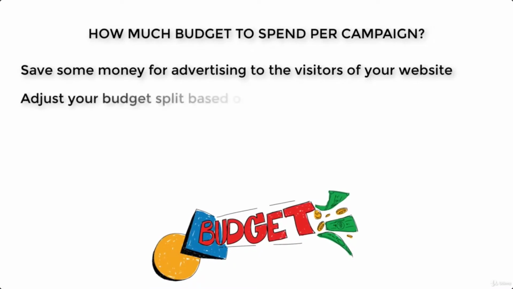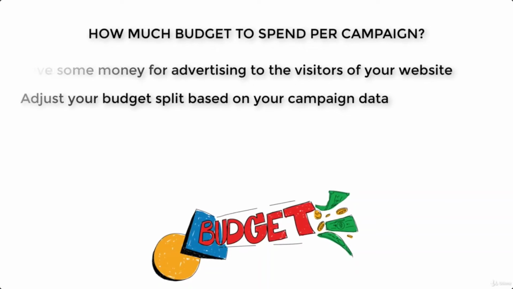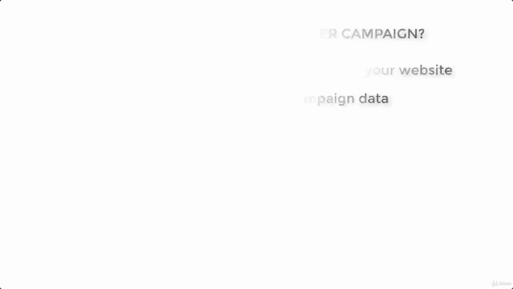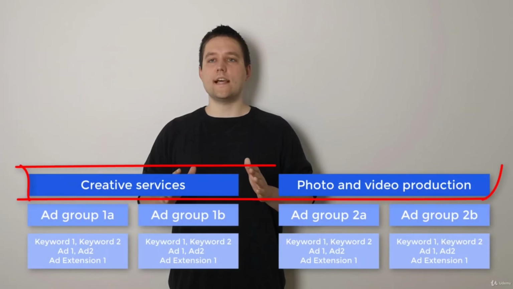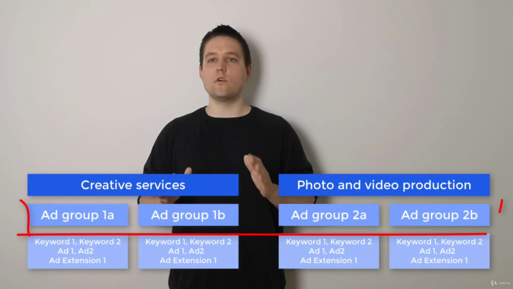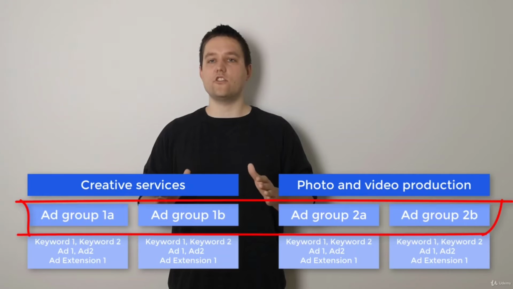Then after you gather data, you can optimize your budget split. For example, if you notice that you have better return on investment from a video production services campaign, you can assign more money to that campaign. Then after you decide on the campaigns, you decide on what ad groups you want to have inside each of them.